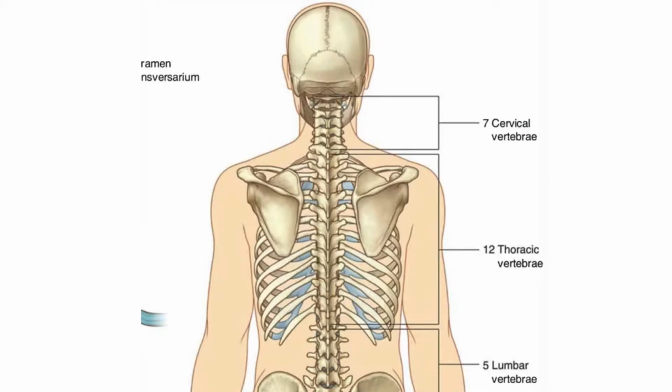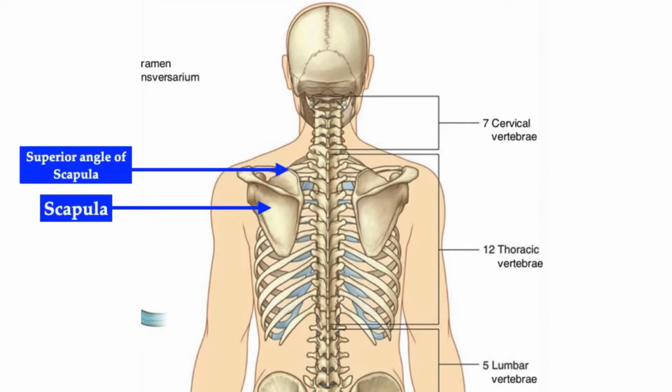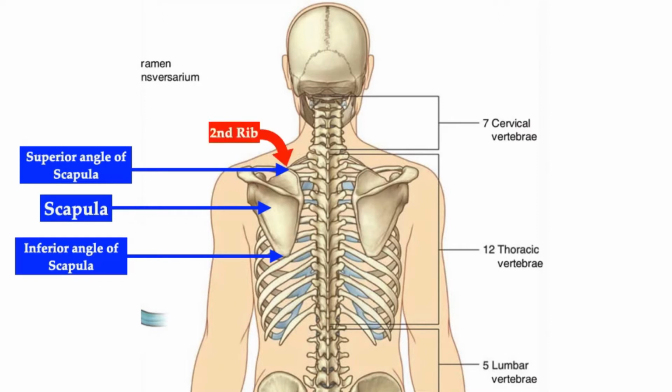The illustration on the screen is the bony skeleton of back and scapular region. Here you can identify that this bone is scapula and this is called as superior angle of scapula. Likewise, this is called as inferior angle of scapula. Now you need to remember here that the superior angle of scapula lies at the level of second rib. Likewise, the inferior angle of scapula lies at the level of seventh rib, and according to some literature, it lies at the level of seventh intercostal space.